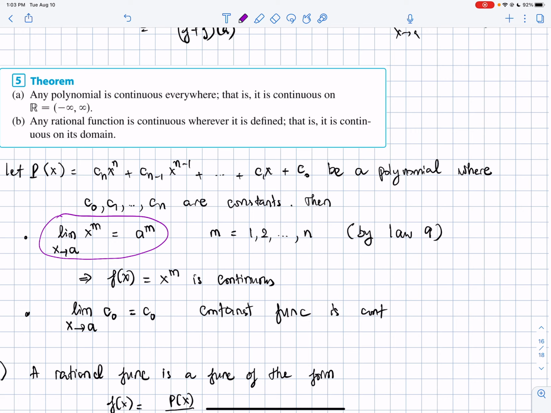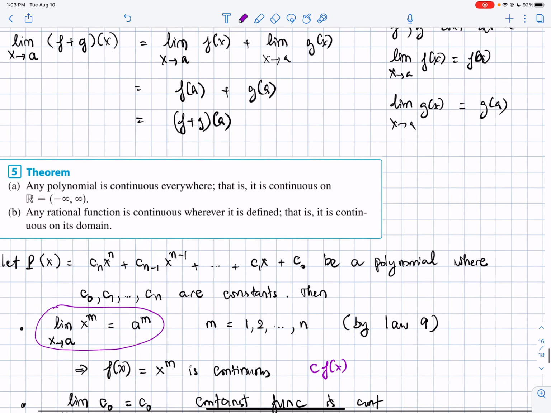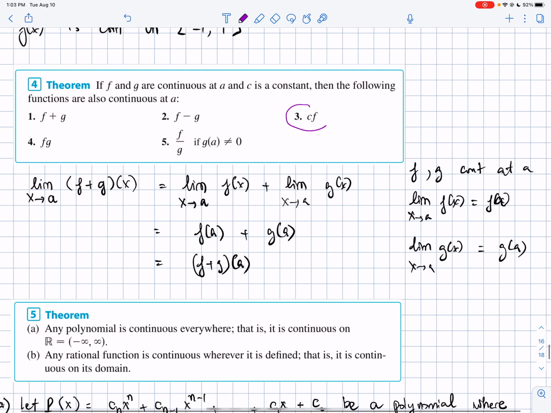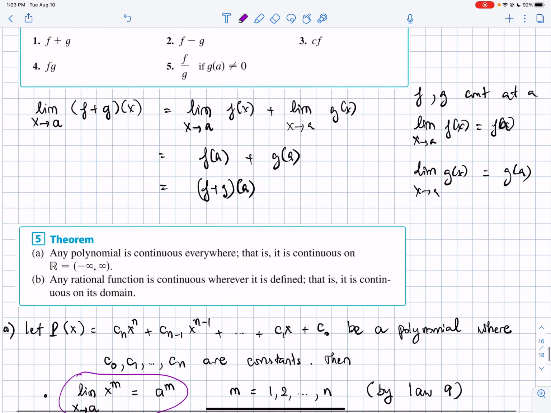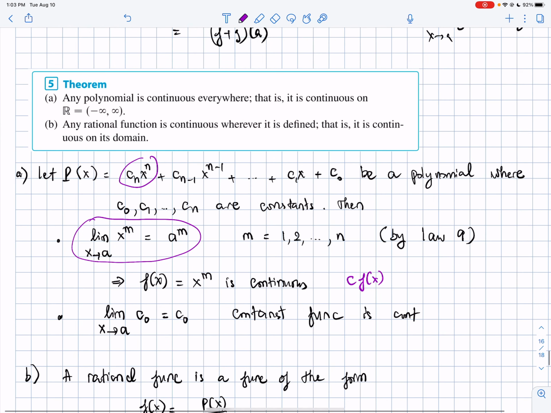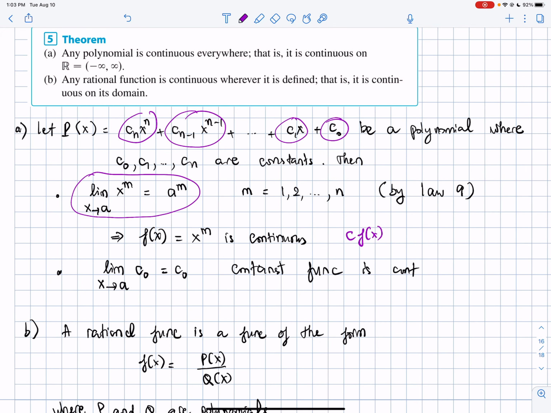If we have a constant c in front of f of x, it will be a continuous function also. We are using number 3 in theorem 4. So each of these is a continuous function, and c_0 is a constant function, which is also continuous. So p of x is the sum of continuous functions, and we can conclude that the polynomial function is a continuous function.